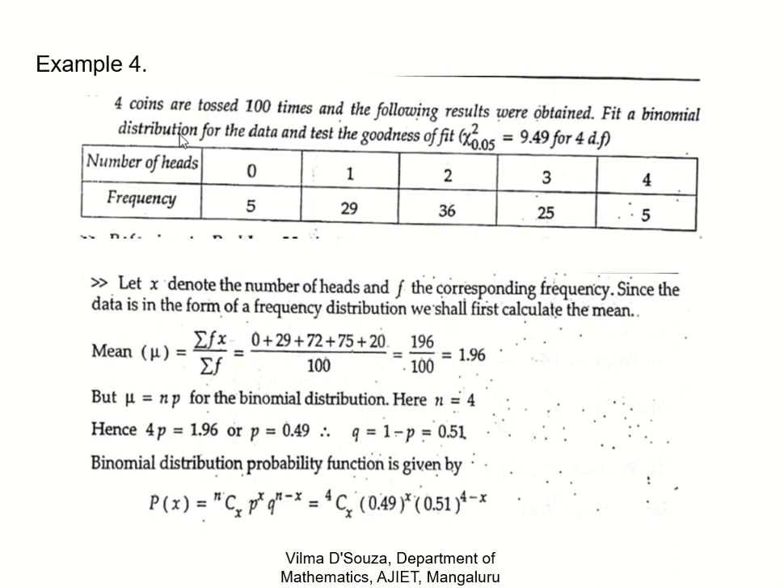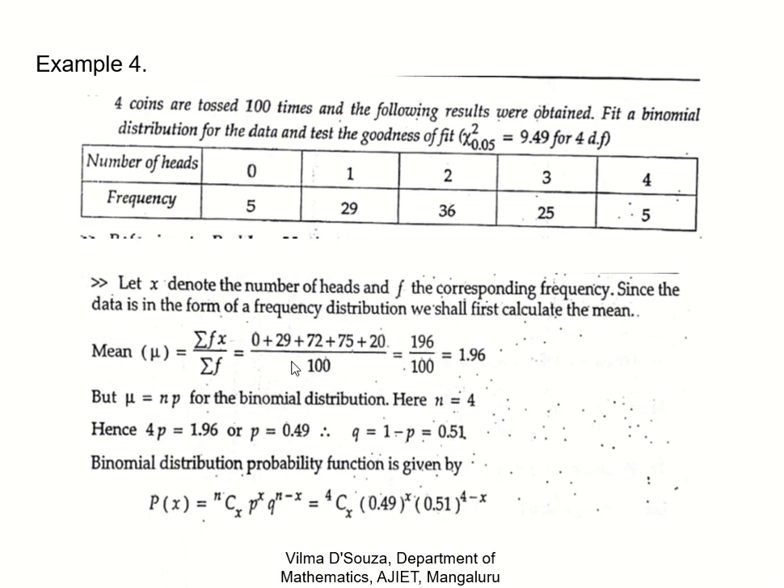But it is the binomial distribution we need to use. So what is mean mu in binomial distribution? Mu is equal to np. But you know n is 4, 4 coins you are tossing. So you can calculate the value of p. 1.96 is equal to 4p. So what is your p? 0.49. So when p is 0.49, what must be your q? q is 1 minus p, that is 0.51.